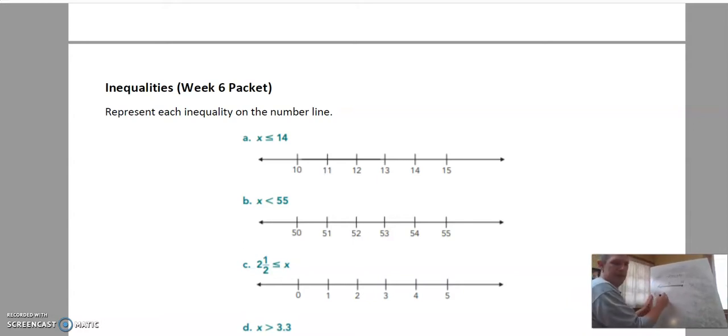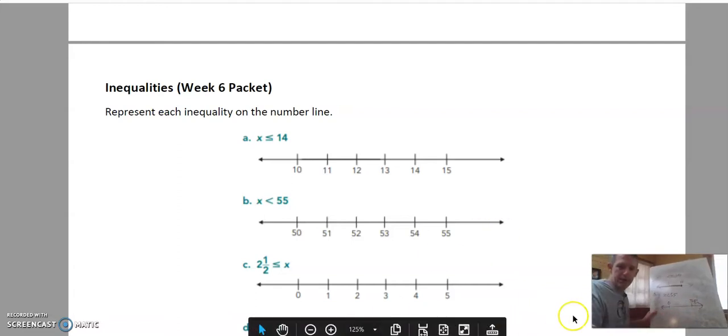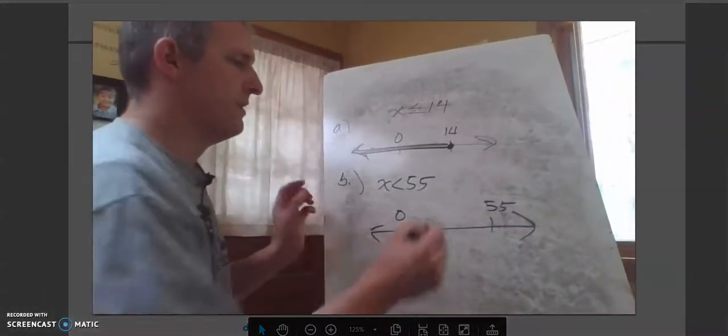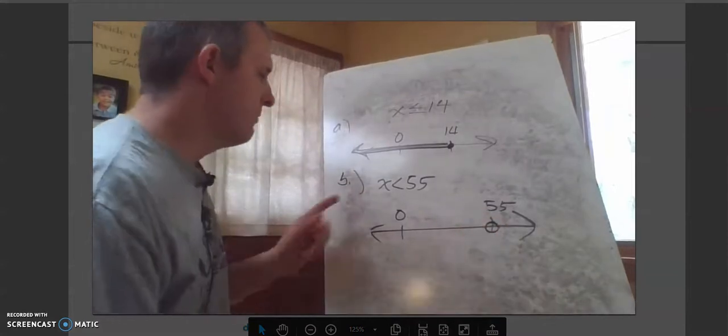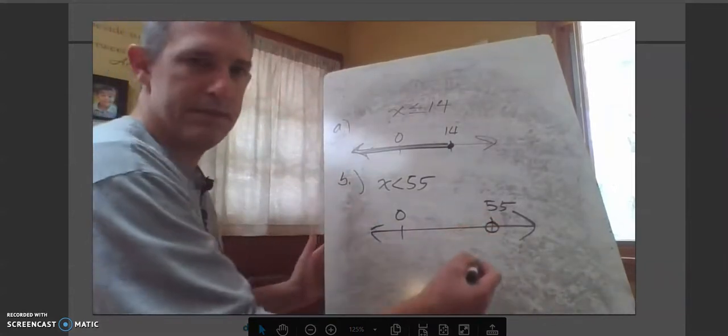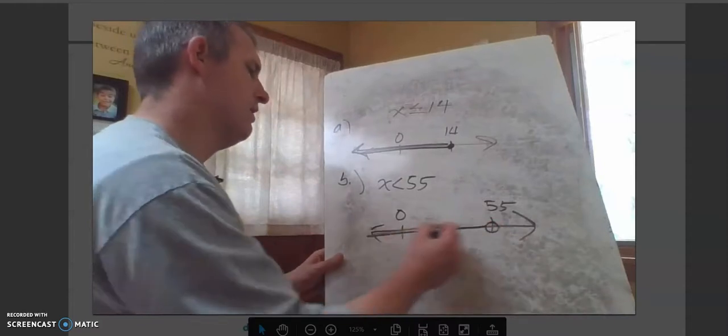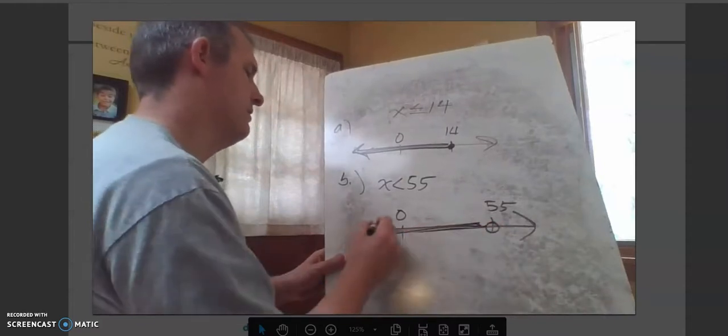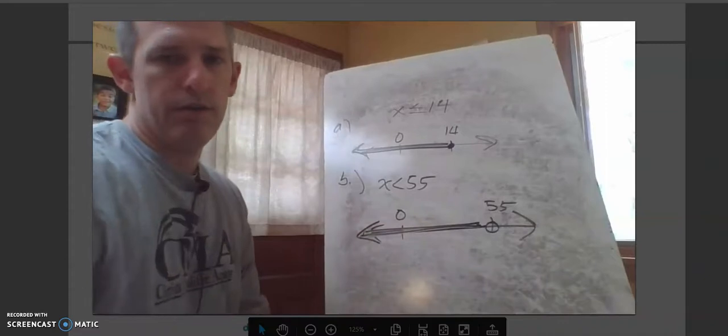B is x is less than 55. Okay, so we want 55, which is right here. And in this case, it's a circle because it could not be 55 and make the statement true. So we're going to put a circle there, but x is less than 55. And where are the numbers that are less than 55? They are on this side. Okay, so I graph my arrow going this way.